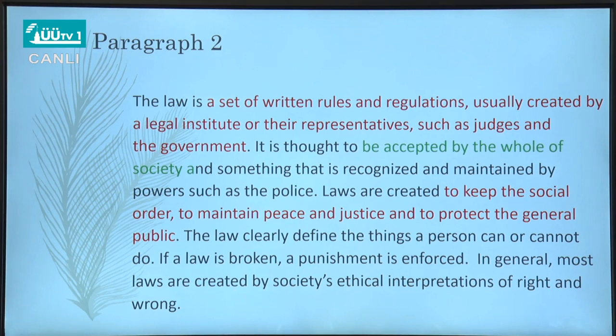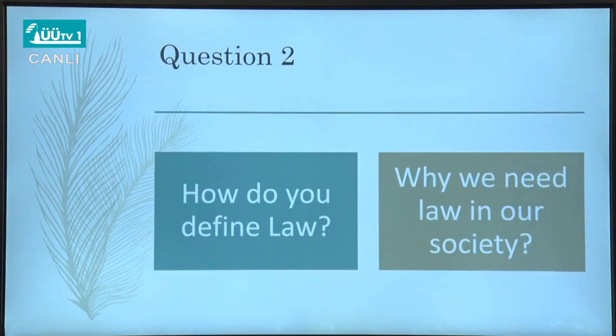I also highlighted for you that it should be accepted by the whole of society. As I told you, the law is actually created from our beliefs, from the society's beliefs. This action is not legal. This action is accepted. See? What about the second one? Why do we need law in our society? Let's go back to our paragraph and try to figure out the reason why we need law.